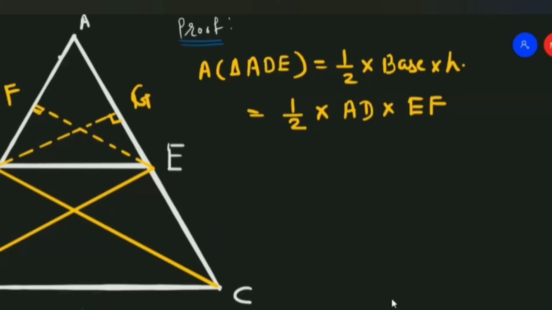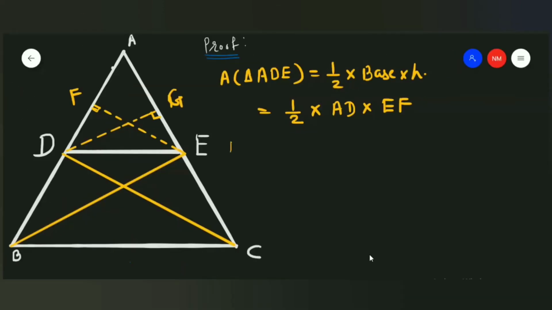So I have written the value of the area of triangle ADE. Let's find the area of triangle BDE. Now I'm writing here the area of triangle BDE. The area of triangle BDE is again half into base into height, and again we are going to write here half.